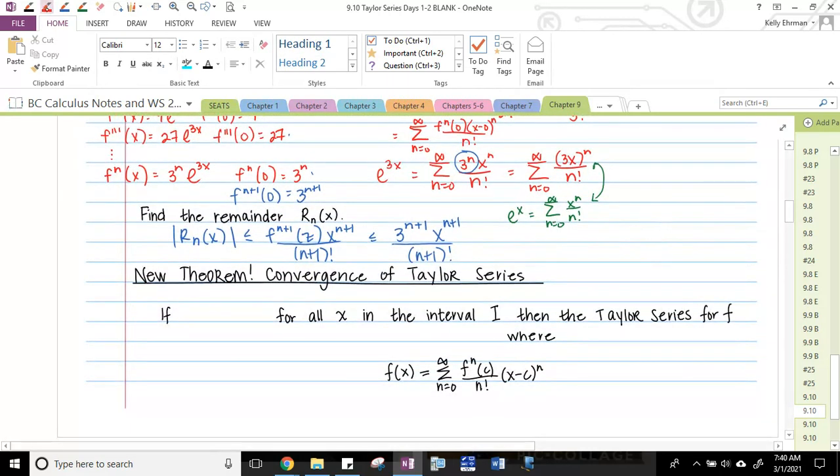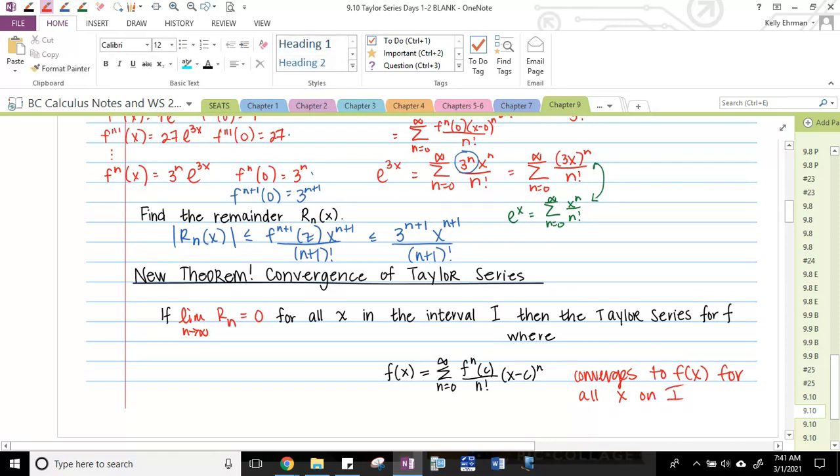So here's a new theorem. It's officially putting something that we have talked about previously into a theorem. So if the limit as n approaches infinity of the remainder is equal to 0 for all x in the interval I, then the Taylor series for f, where f of x equals this Taylor series, converges to f of x for all x on I.